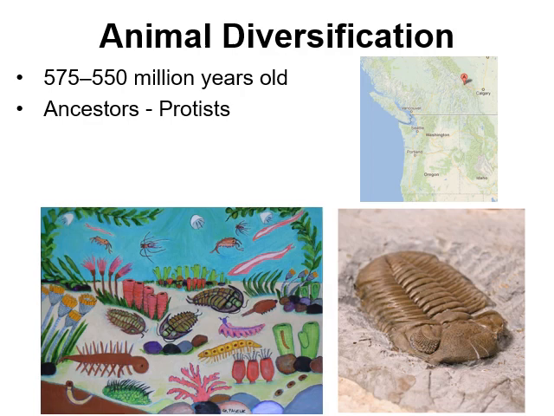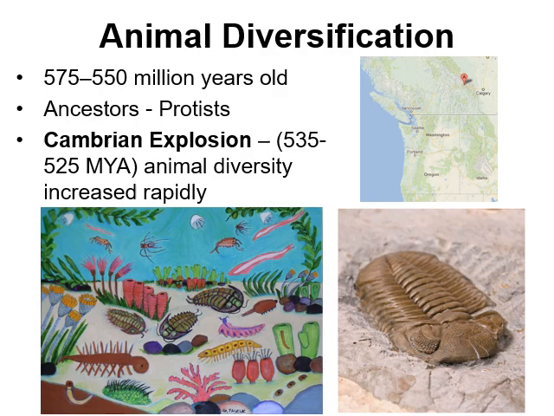A really key part of the history of animals on our planet is a period known as the Cambrian Explosion. The Cambrian is a time period in our planet's history, like the Triassic or the Holocene or the Eocene. The Cambrian was a period between 535 and 525 million years ago, and it's during that time that animal diversity increased very, very rapidly. In the first 10, 20 million years that animals were around, there wasn't a whole lot of them.